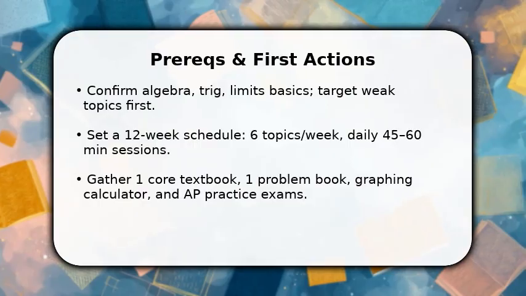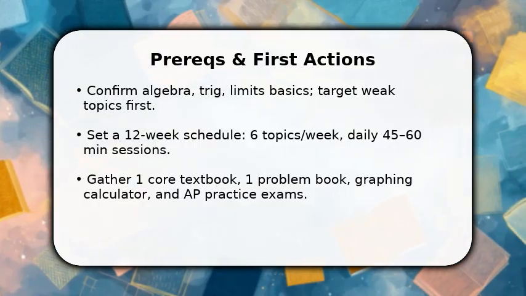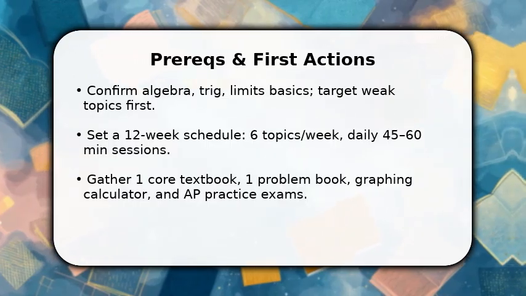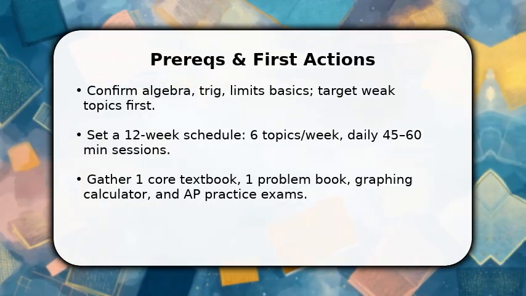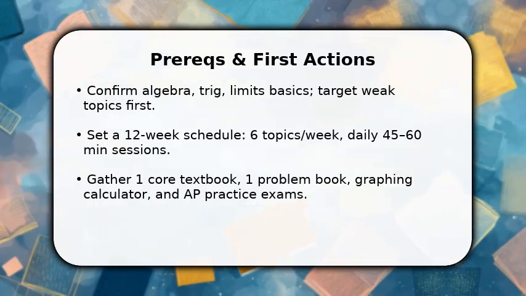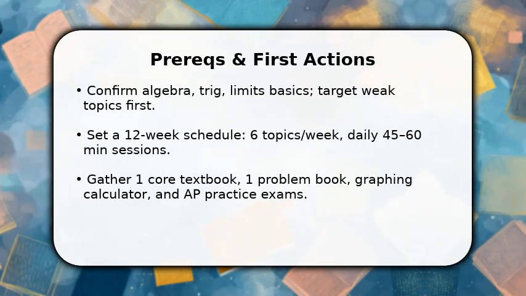You begin by verifying prerequisites: algebra manipulation, trig identities, and basic limit intuition. This prevents wasted time later. Once done, create a focused 12-week block with daily 45 to 60-minute sessions so progress is measurable.